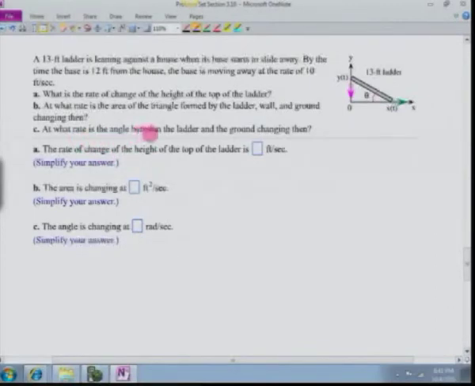And then this is kind of a twist in this question that you didn't always see in high school. At what rate is the angle between the ladder and the ground changing at that point? So there's 3 things in this question.